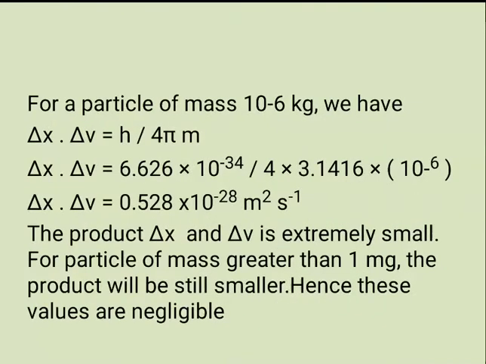For a particle of mass 10 raised to the power minus 6 kilogram, we have delta x into delta v is equal to h upon 4 pi m. Put h equal to 6.626 into 10 to the power minus 34. Put m equal to 10 raised to the power minus 6 kilogram. Then delta x into delta v comes out to be 0.528 into 10 to the power minus 28 meter square per second.